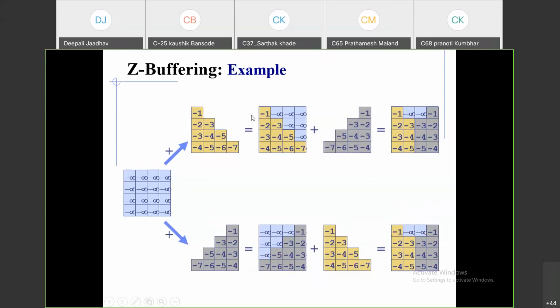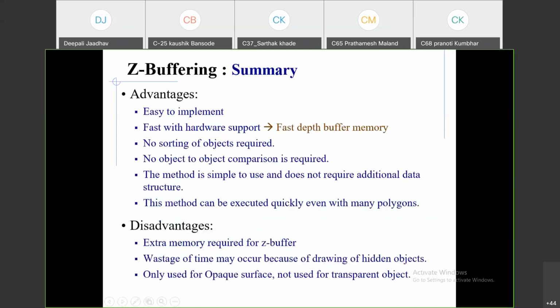That is a simple example of Z buffer. Now the advantages and disadvantages. It is easy to implement. You already see that there are only two buffers, and pixel values are stored, so the calculations are simple. It is easy to implement and fast with hardware support. Fast depth buffer memory. No sorting of objects is required.